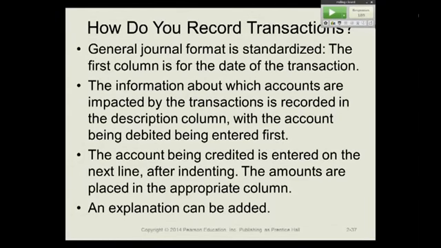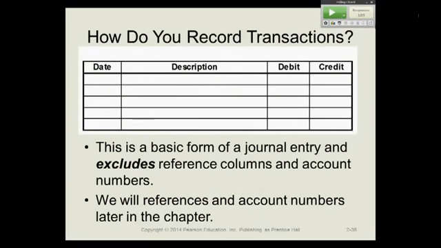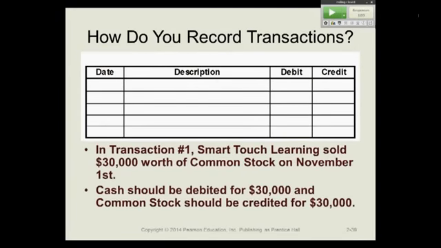So when you look at the journal itself, the first thing is the date, and the debits go against the left-hand side. Credits are indented and come second. And then the explanation is also against the margin.